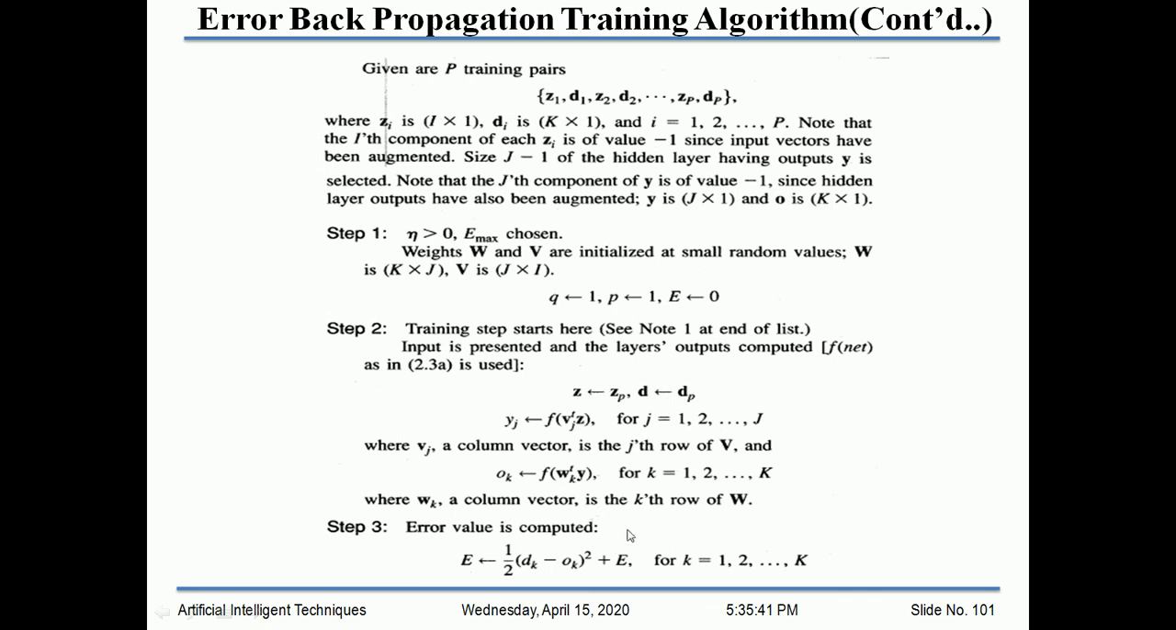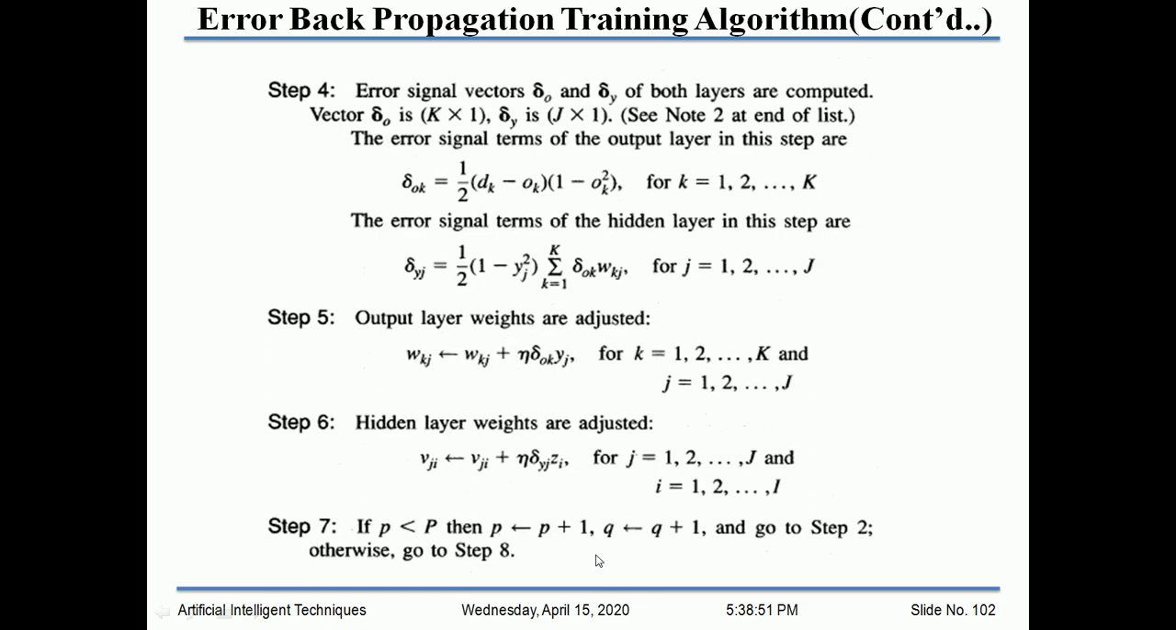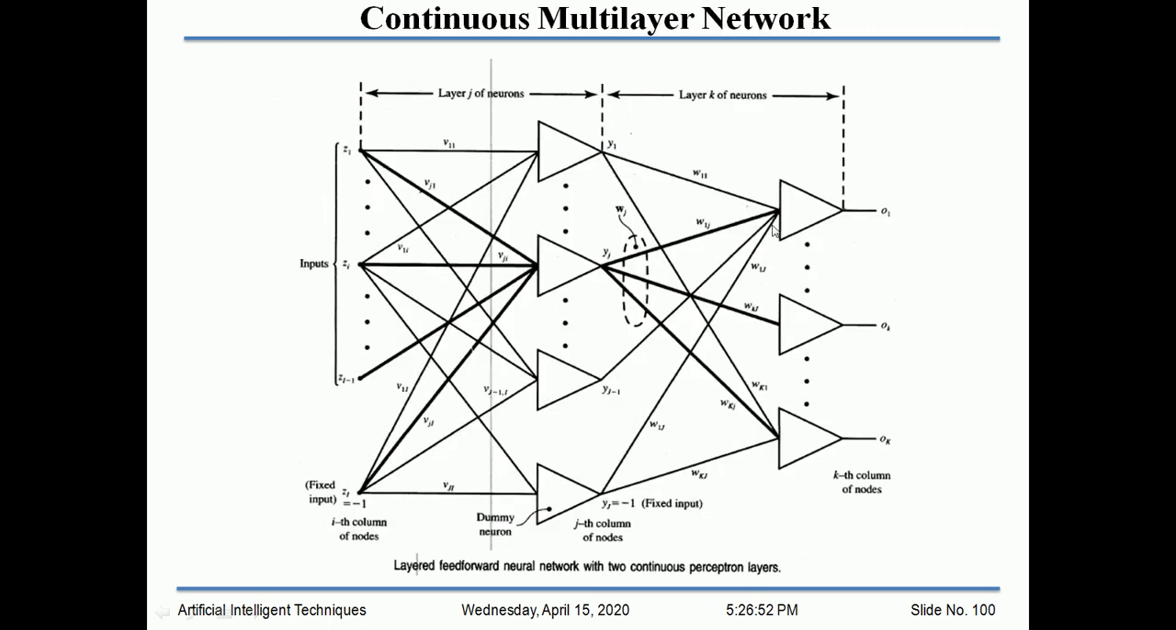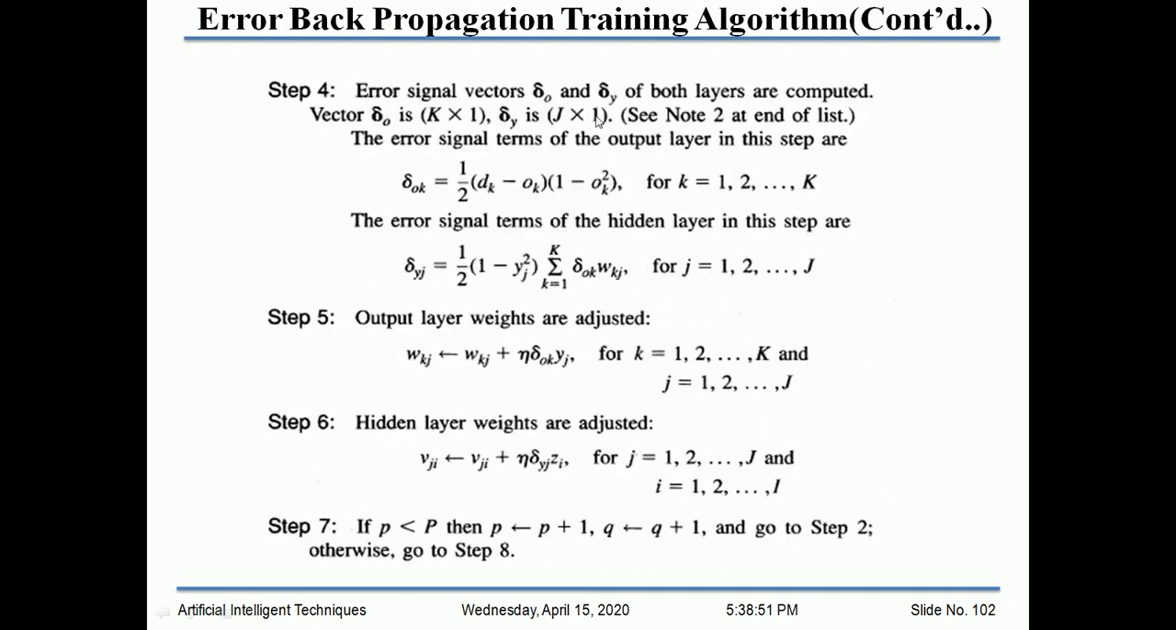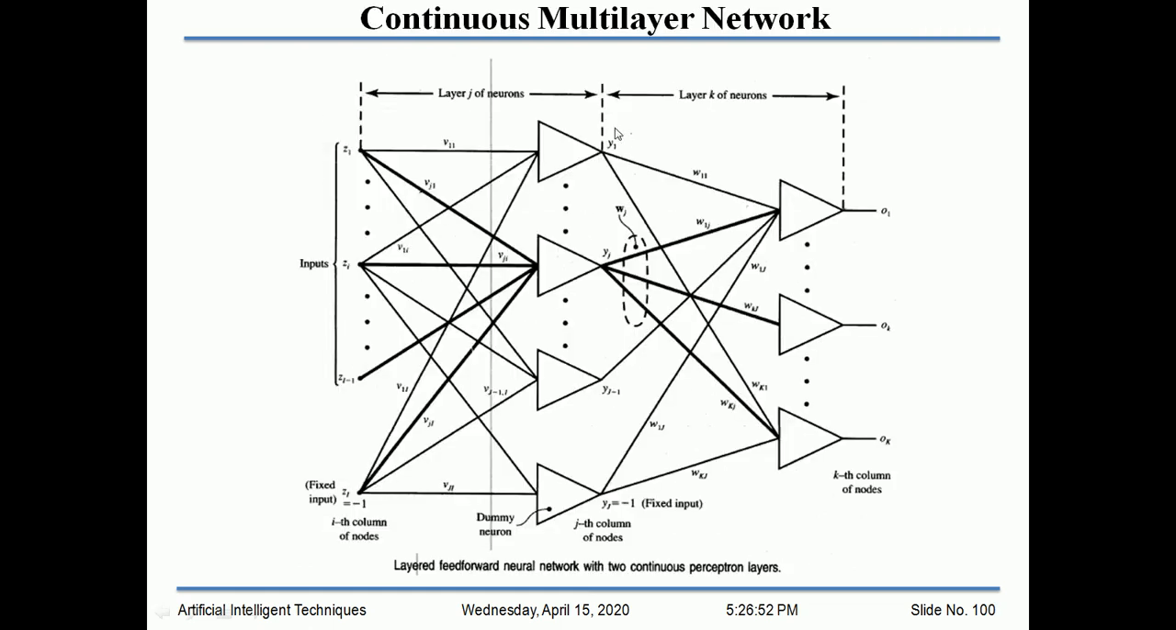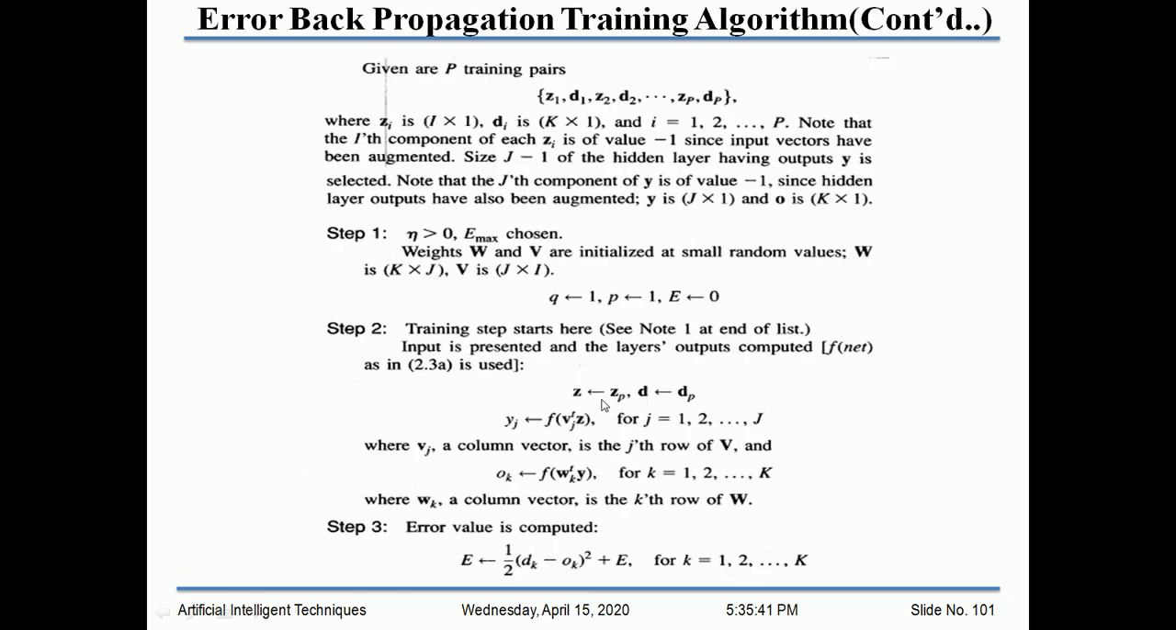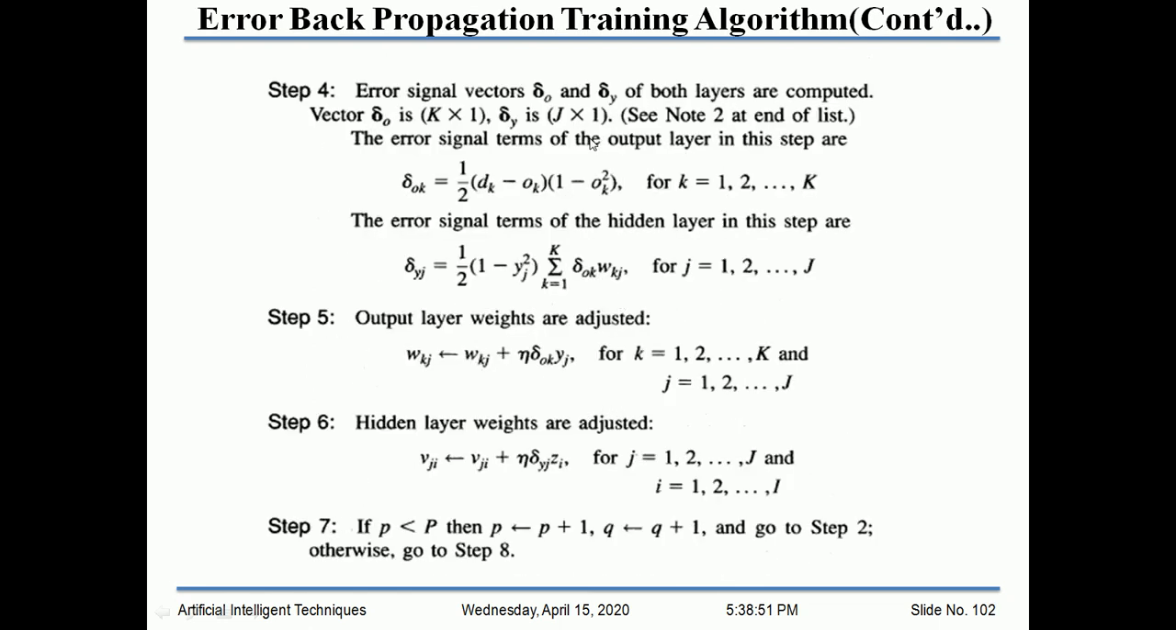So till here we have completed the forward pass, that is calculating the output and finding out the error. That is the forward pass. And the backward pass is you need to find out the error signal vectors delta o and delta y. Delta o corresponds to the error signal of the output layer, delta y corresponds to the error signal of the hidden layer. So we need to calculate it. How we need to calculate it?